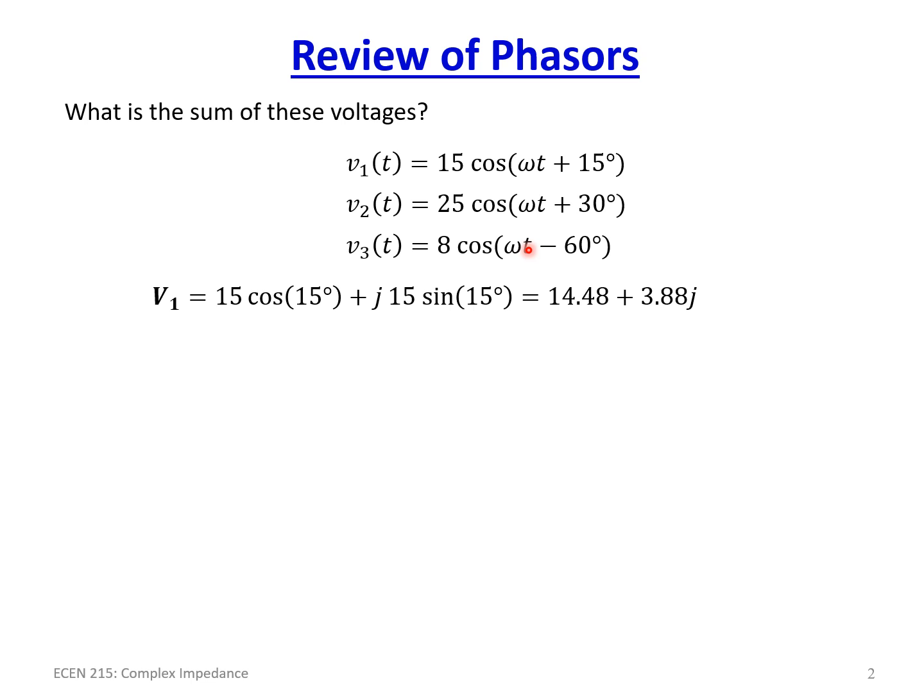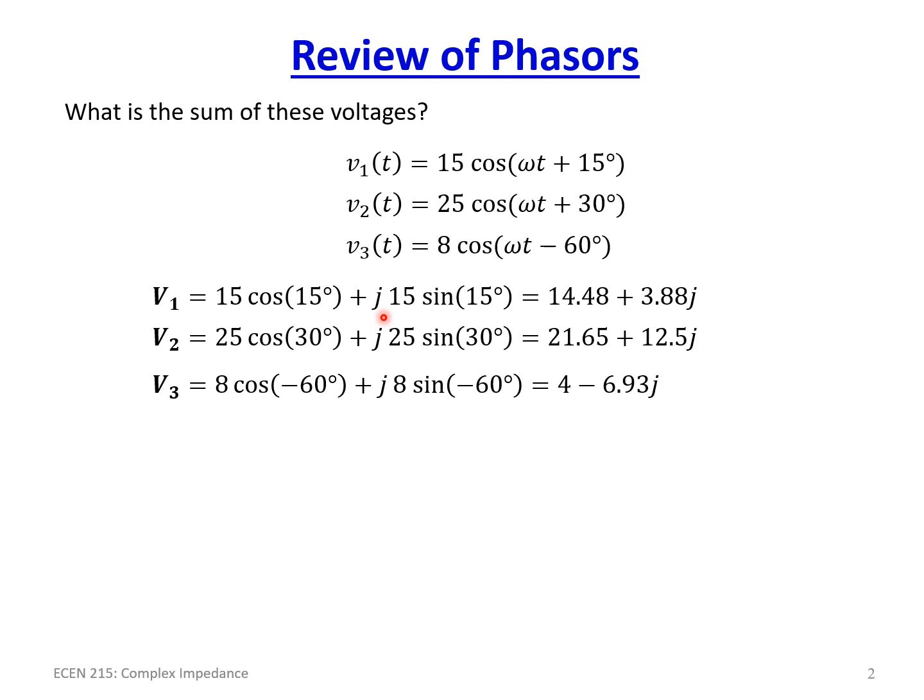So here we have V1 is simply 15 volts, the magnitude, times the cosine of 15 degrees for the real component, and j 15 sine 15 degrees for the imaginary component, giving us this 14.48 plus 3.88j volts, representing voltage 1, and correspondingly for voltage 2 and voltage 3. Again, this is just a review.